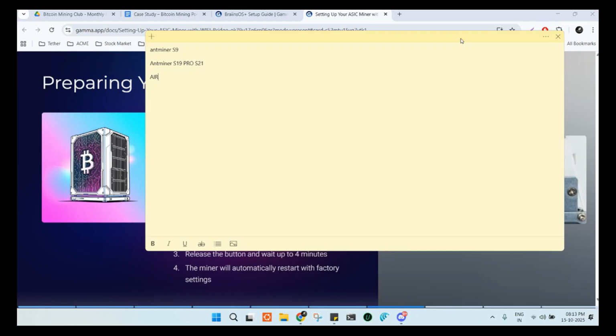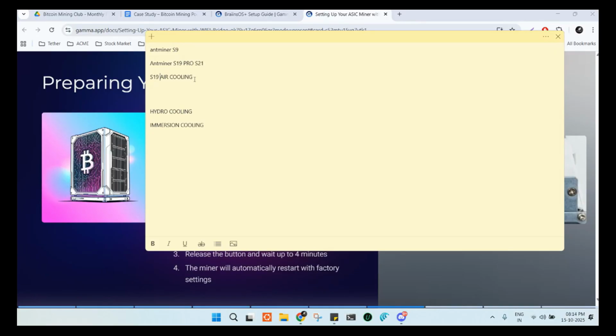One is air cooling, one is hydro cooling, and the third one is immersion cooling. Air cooling, just like we will be having a fan, is very easy to set up. So S19 Pro, if I'm not wrong, also comes with the air cooling model. Along with that, it also comes with the hydro cooling model, and it also comes with the immersion cooling model.